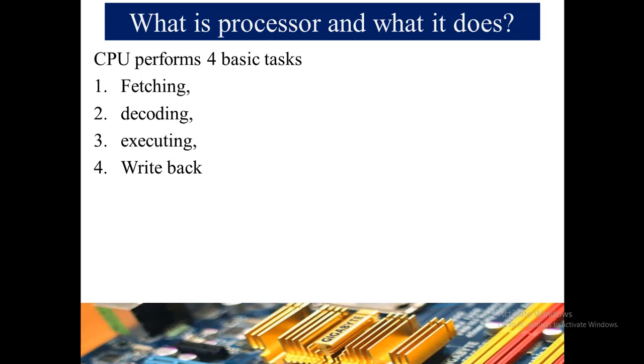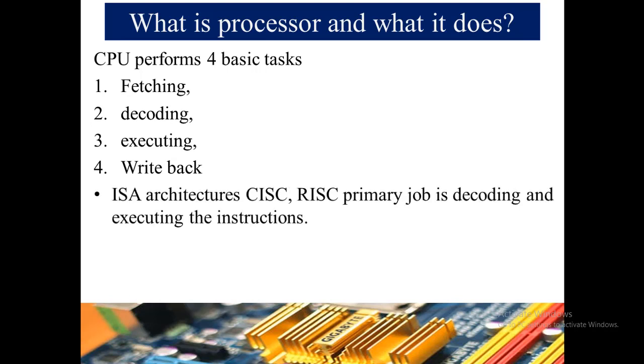There are 2 main types of ISAs. Number 1 is CISC and the other one is RISC. Both ISA architectures, CISC, that is complex instruction set computing, and RISC, that is reduced instruction set computing, have the primary job of decoding and executing the instructions. How CISC and RISC decode and execute the instructions, we will see in the next lecture.